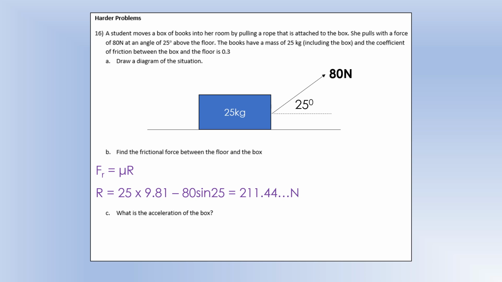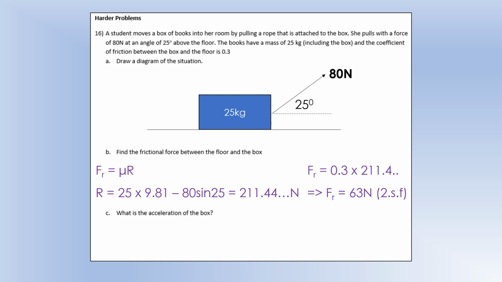So if we want to find R, we're going to do the weight force minus 80 sine 25, and that's 200 and so on. And once we've got R, we can then calculate the maximum frictional force. It's 63 newtons, and it says that it's moving, so that means the friction would be at the maximum value.